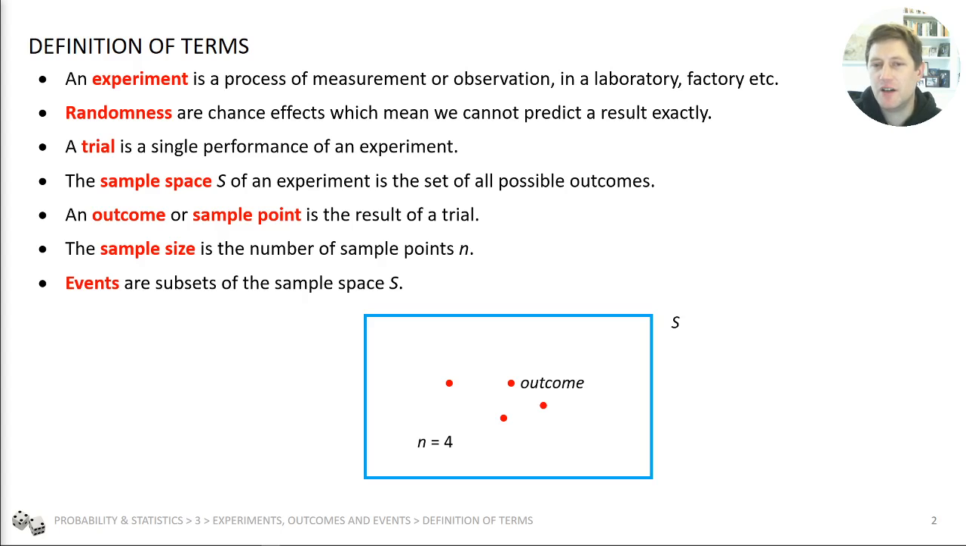Then events are subsets of the sample space S. Like this one, for example, here's an event E. So an event is something that can happen from the experiment, and it's a defined range of things that can happen. So you can do the experiment, and you may get the event you're looking for, or you may get an outcome that is not the event you're looking for. And so you can divide up the sample space with different events.